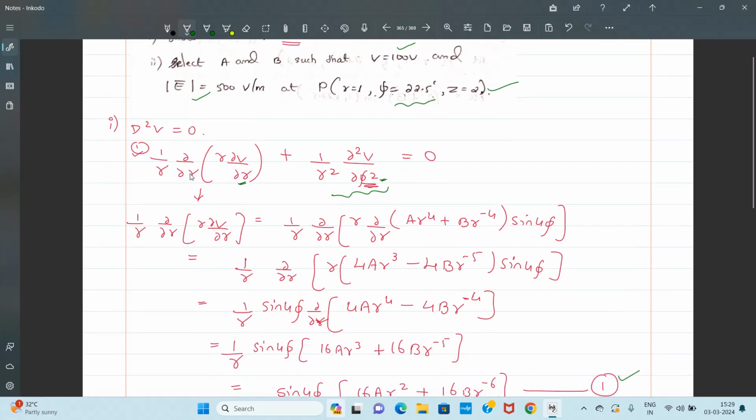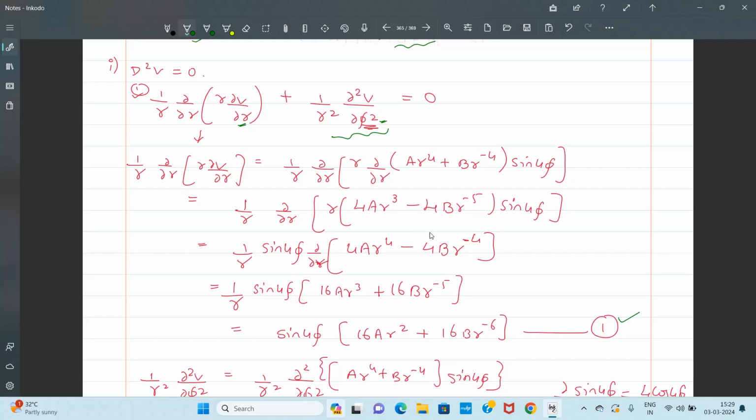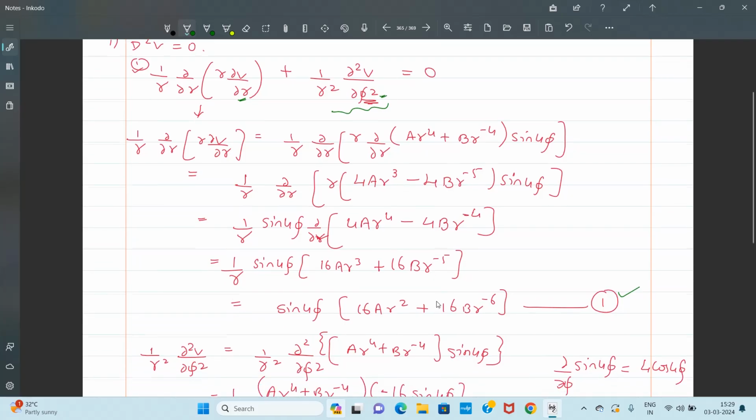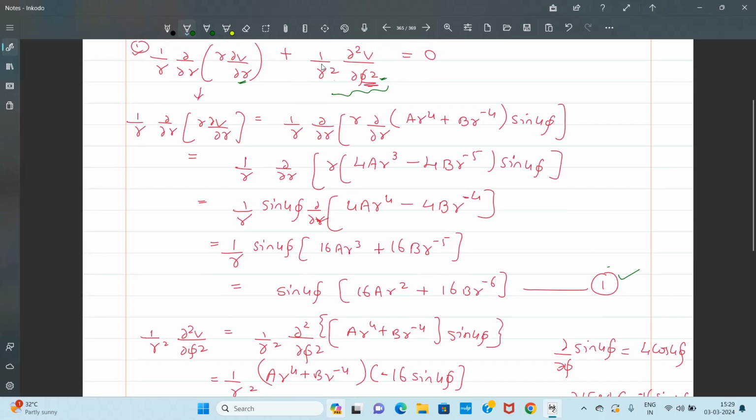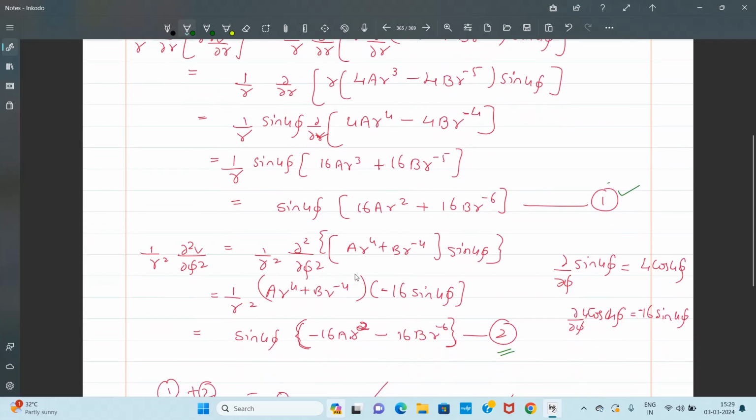So first what I have done here is I have considered the first part of this R component and I have done the simplification. So pause the video and check the steps. You will get to know. Step by step you are simplifying it. I got this answer. Next I took the second component, the phi component, and I did the same thing, simplified it, and I got the second answer.